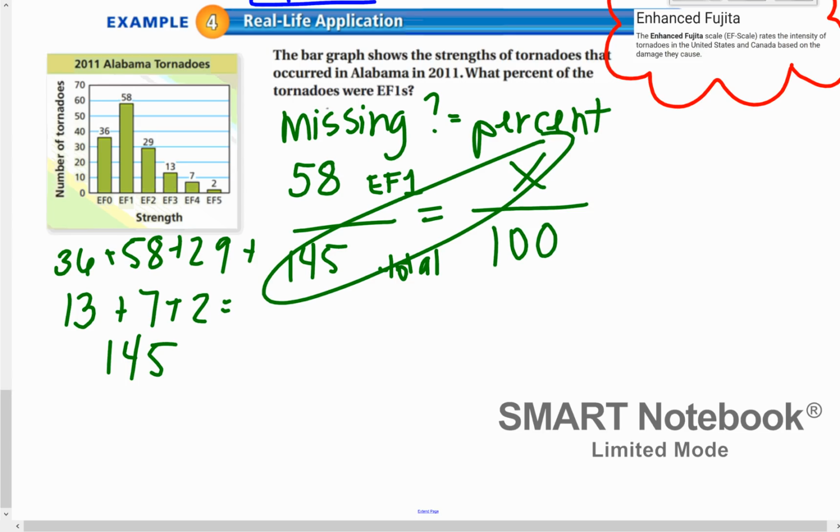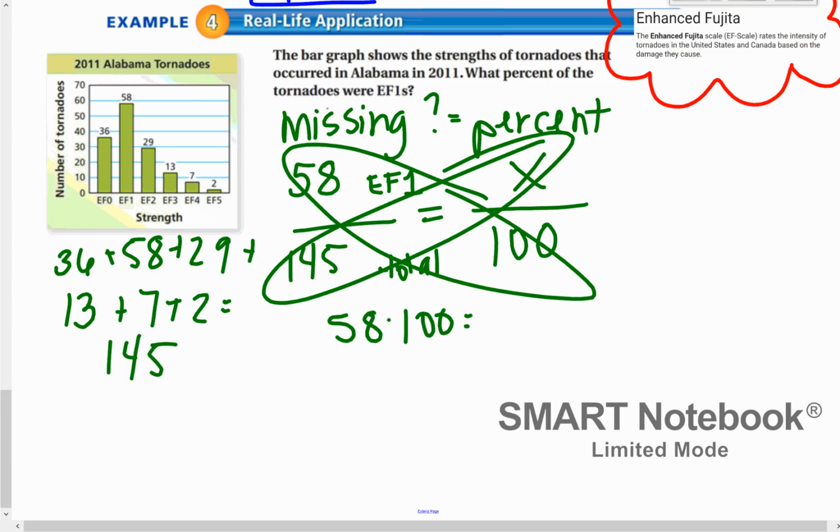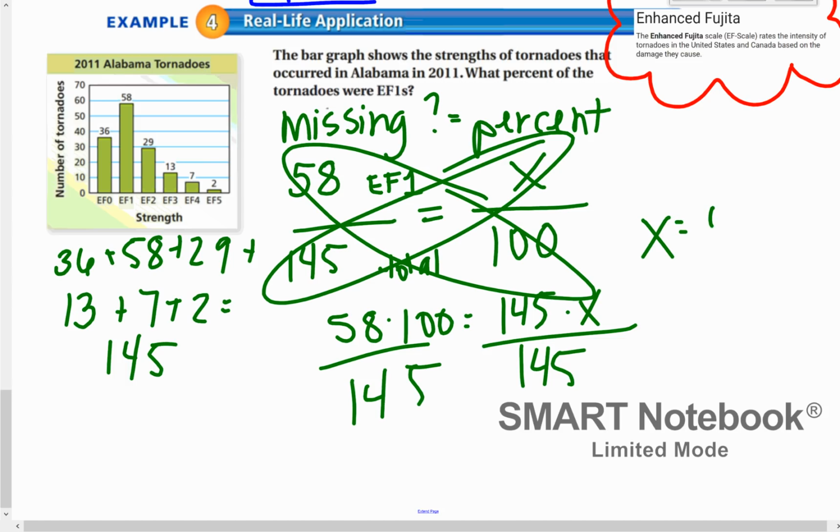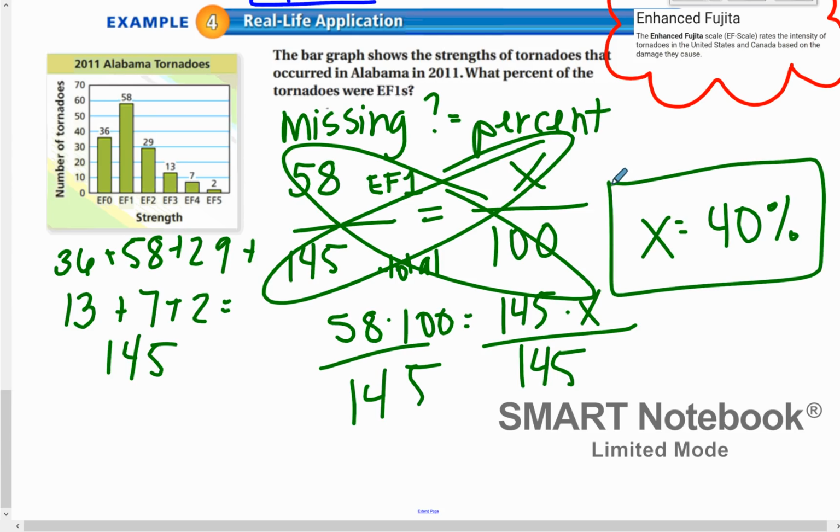Last thing, we just need those cross products. So we do 58 times 100 equals 145 times x. Get that x by itself, divided by 145. We will get x is equal to 40. The question was asking for percent, so we need to put in that percent label. Okay, and that makes sense because 58 is a little less than a half of 145. 40% is a little less than half, which would be 50%. Okay, so when we check, it does make sense.